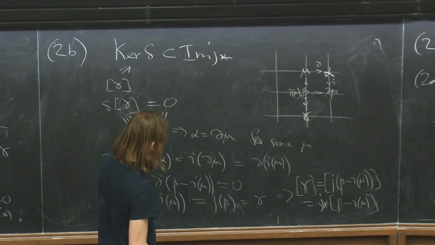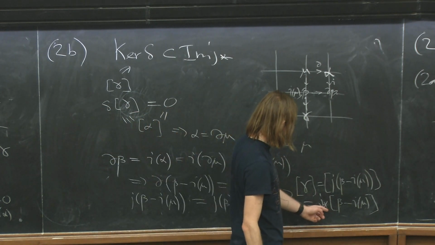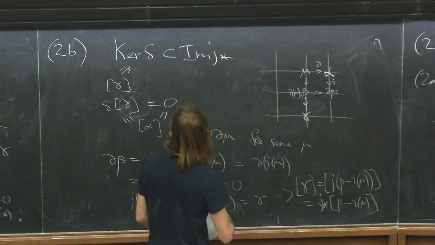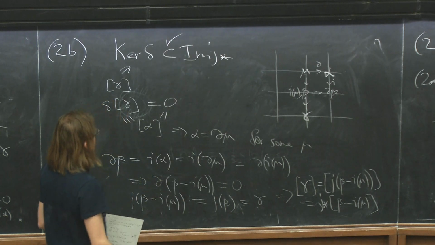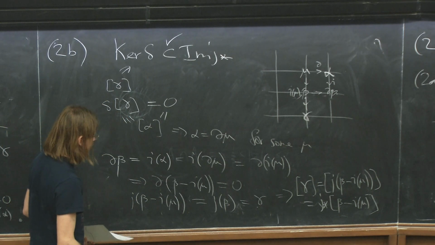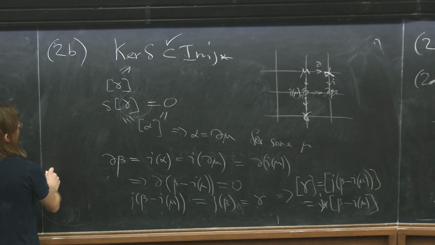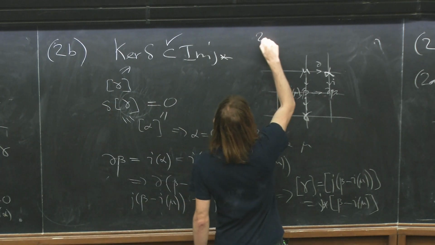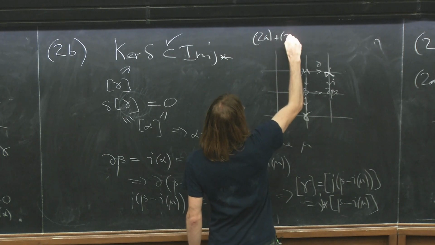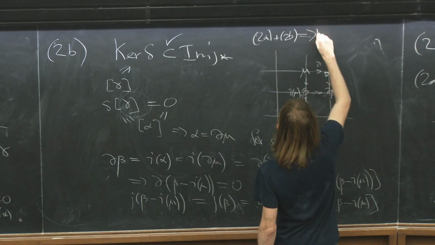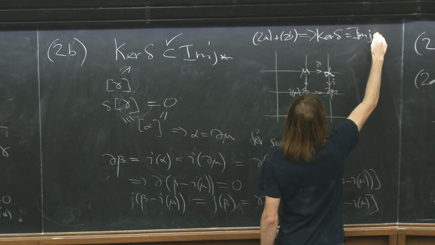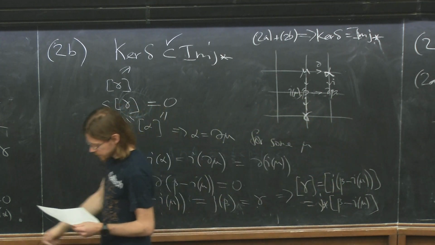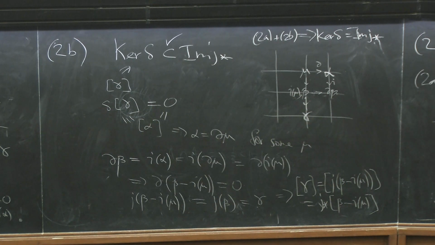And indeed, we found some element, so the J star of it gives us gamma. So we check that this gamma is necessarily inside the image. Okay, so combining this to A and B, we conclude indeed that the kernel of delta is equal to the image of J star. So we checked exactness at the second place here.